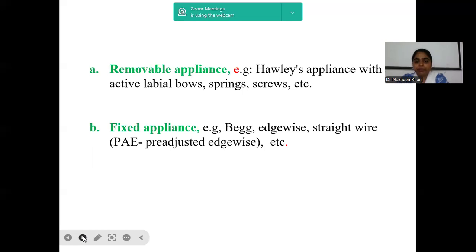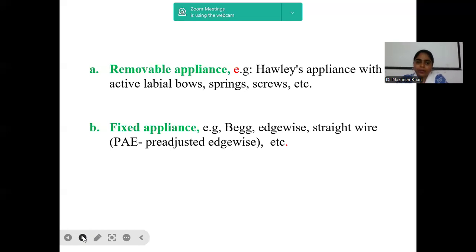When we talk about removable appliances, the most commonly used in patients is the Hawley appliance with active labial bow, spring, and screw. The Hawley appliance is given in the upper arch with an active labial bow, and in some patients we require some springs also. So the force can be delivered with the spring or the screw. Now the labial bow can be active or passive.